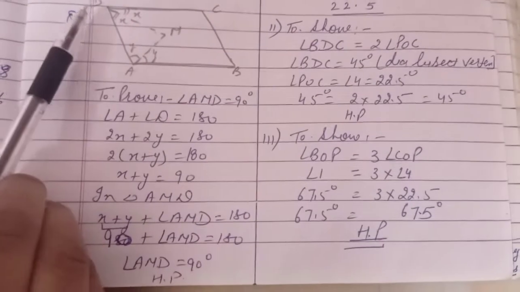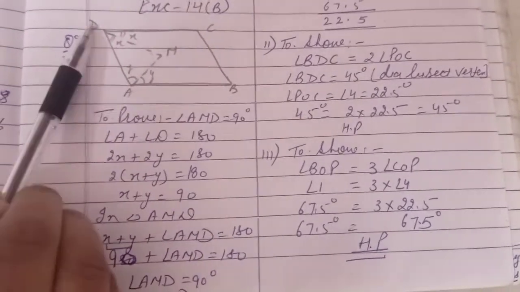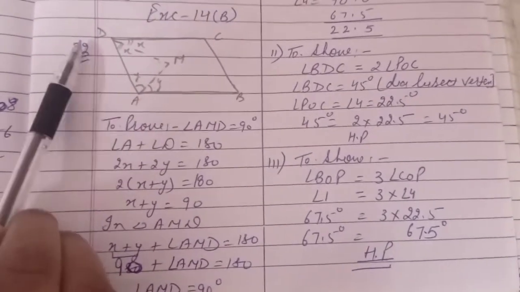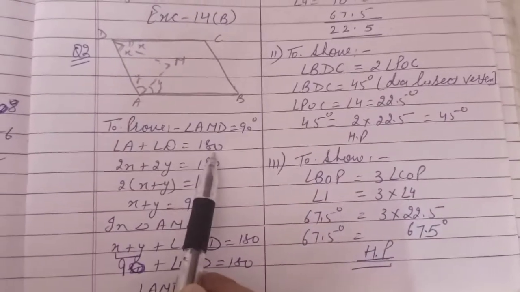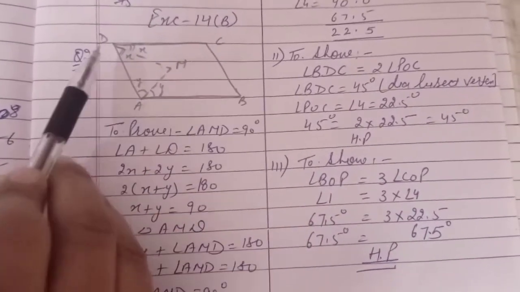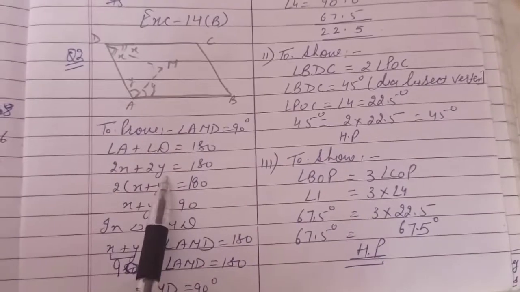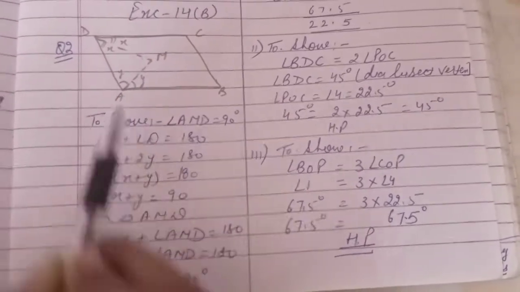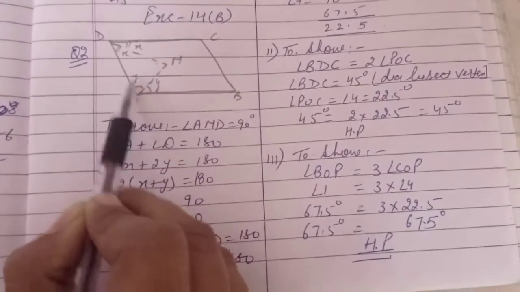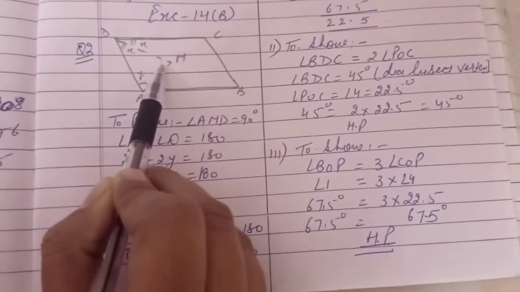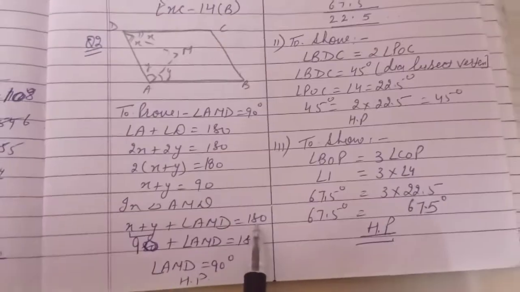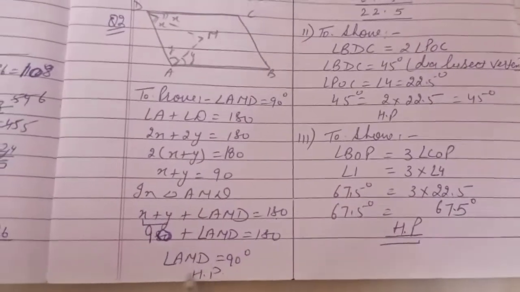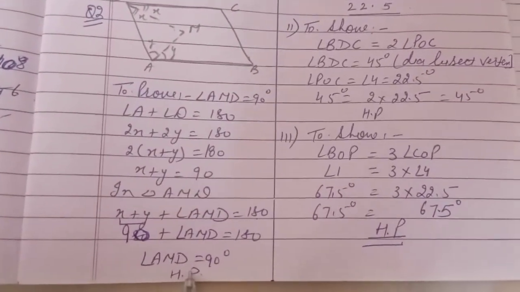Very simple. In case of parallelogram, you know that these are co-interior angles. Sum of A and D is equal to 180. A can be written as 2y. D can be written as 2x. I wrote 2 can be taken common. X plus y is equal to 90 degree. Now take this triangle. In this triangle, x plus y plus this angle AMD is equal to 180, angle sum property. So from here we can prove AMD is equal to 90 degree.